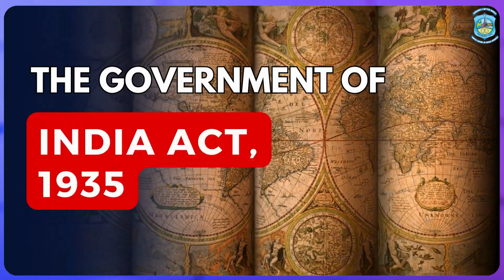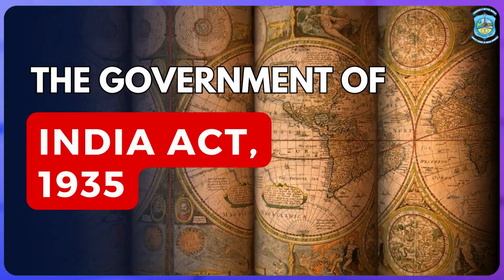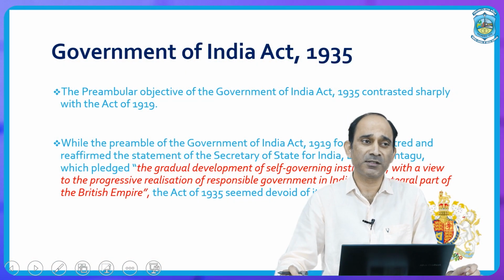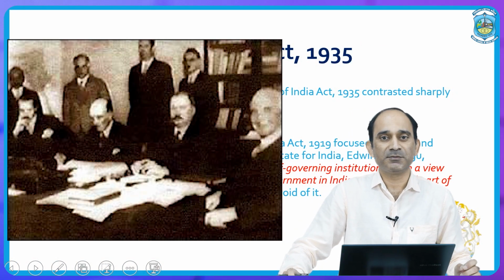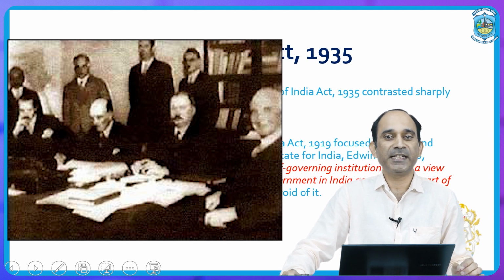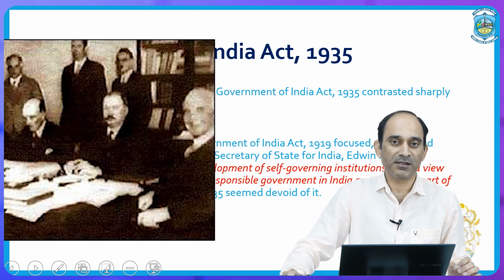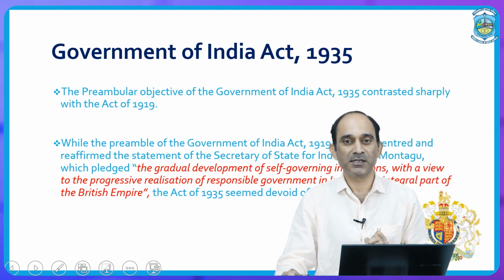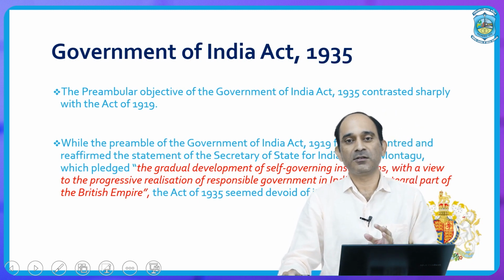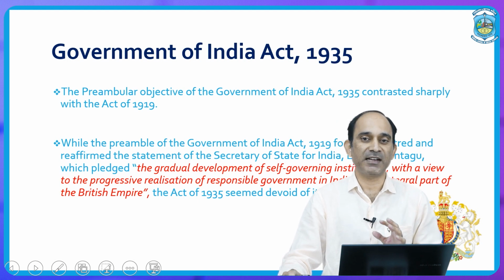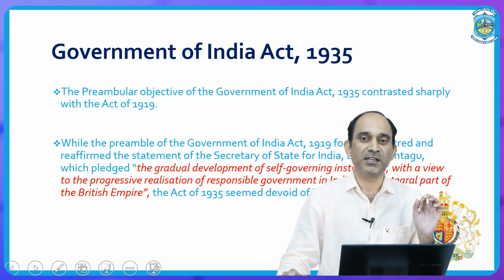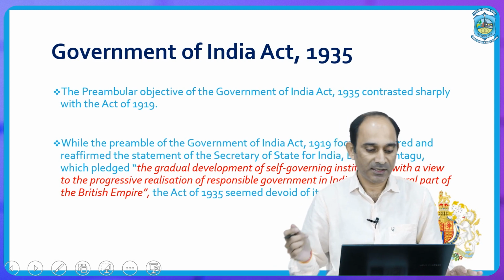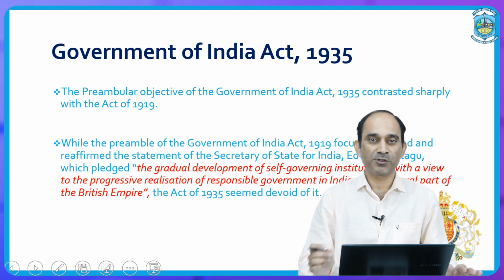Now if you remember, in the last lecture, we discussed the background of the 1935 Act. We discussed how John Simon's commission and its report, and then later roundtable conferences, and then the white paper and the report of the Joint Select Committee of the British Parliament were crucial for the enactment of the 1935 Act. So in the last lecture we discussed the background. In this lecture we are going to discuss the major provisions. So, a quick review.